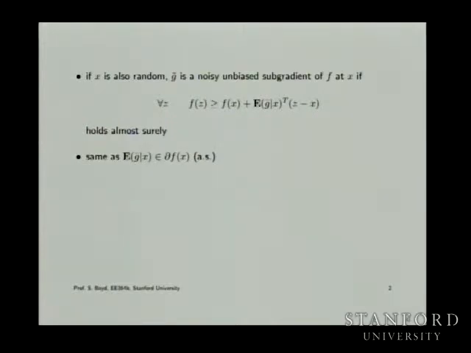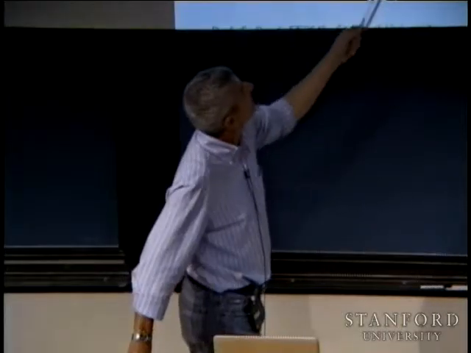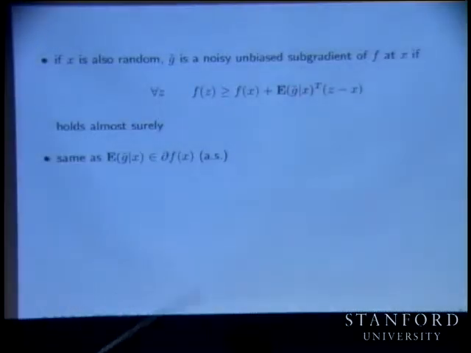That's not a random variable. And it's also a random variable because X here is a random variable. So the whole thing on the right is a random variable. And if this inequality holds almost surely, then you call it a noisy, unbiased subgradient. So that's what it is. Okay. And that's the same as saying the following. It says that the conditional expectation of G tilde given X is a subgradient of F at X almost surely.